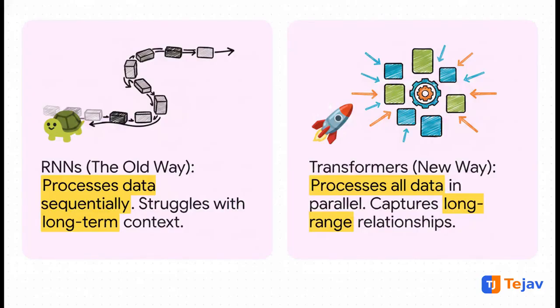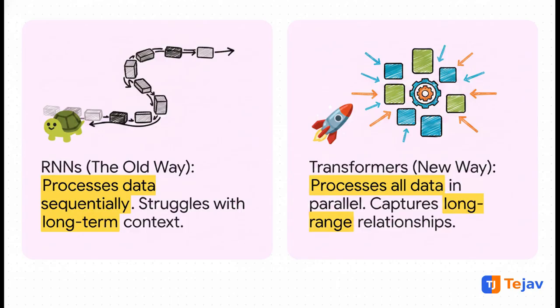The difference between them is just fundamental. An RNN reads sequentially, one word at a time, just like we would. This makes it slow, but the bigger problem is its memory. Because it's processing word by word, the information from the start of a sentence has to pass through every single step, and it gets diluted along the way. By the end of a long paragraph, that early context is just a faint whisper.